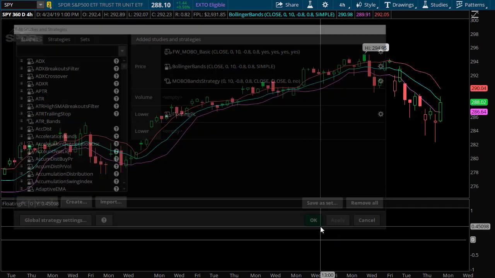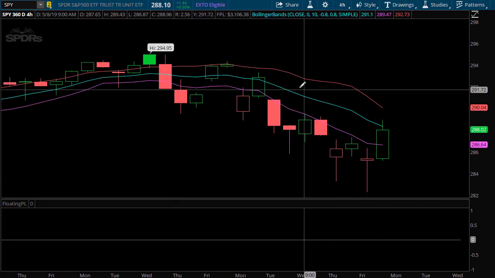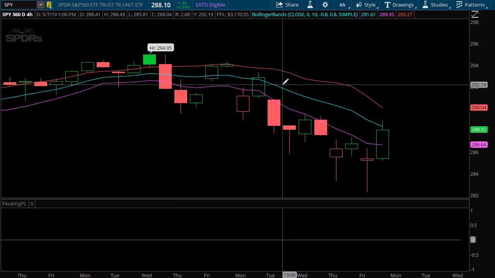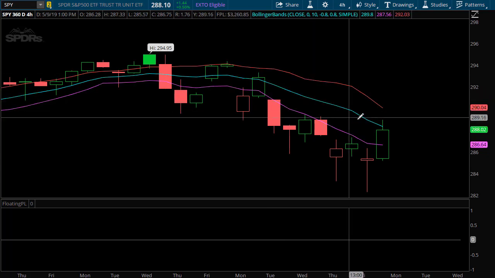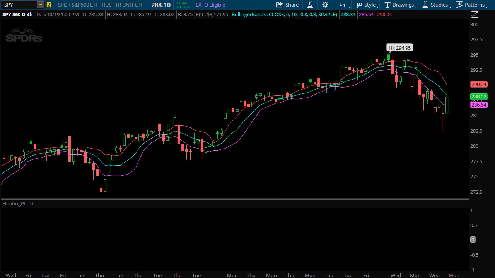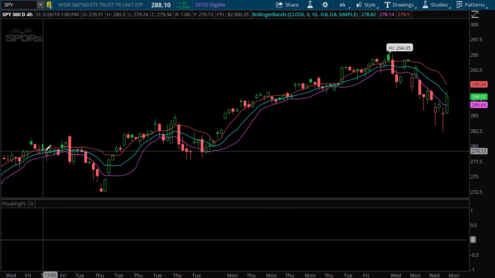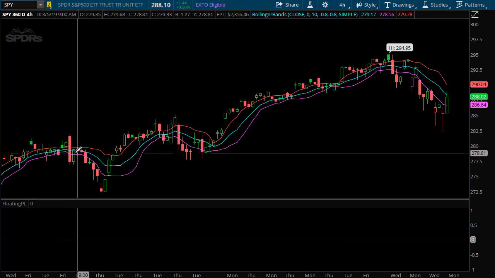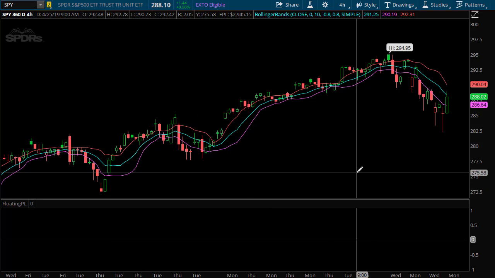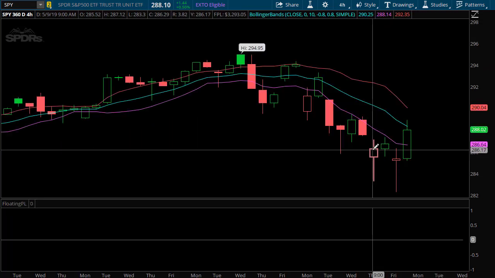What this is going to do is pretty much narrow the bands a little bit, and you'll also have a shorter look back period. So you can see that the bands are going to be a little bit more squirrely, if you will, and that's going to tell us which direction we want to trade. So that is the modified Bollinger Band.